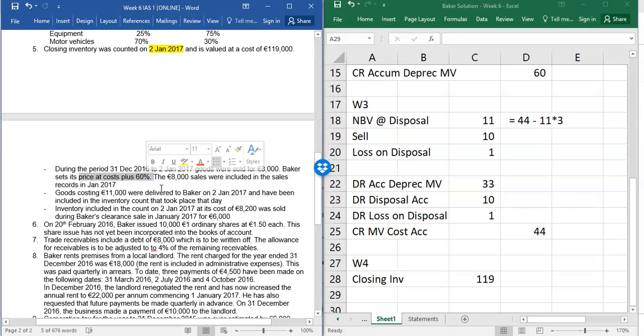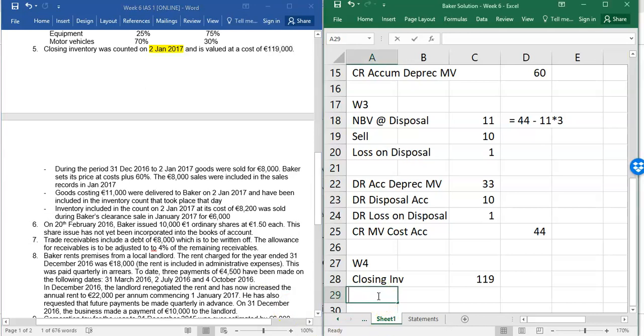Now these sales were in the new year, so they should be in the accounts for the new year, which they are. So that's fine. Those sales should not be in 2016 accounts because they're made in 2017. However, those goods are not in this 119. But if they were sold after the year end, they should have been in the inventory at the 31st of December. So we're now going to add back these amounts.